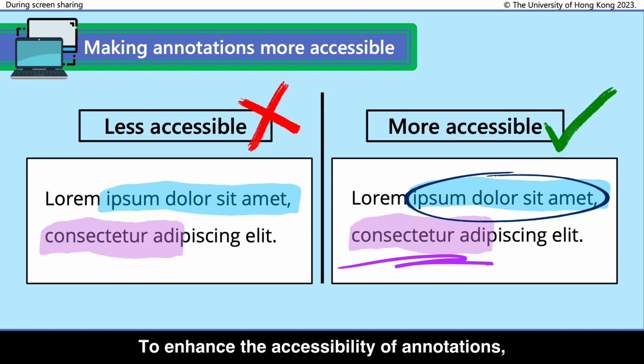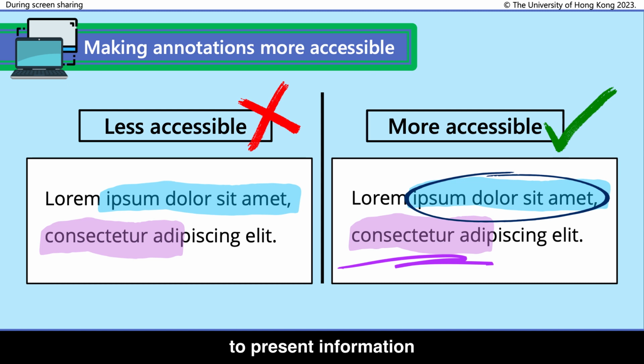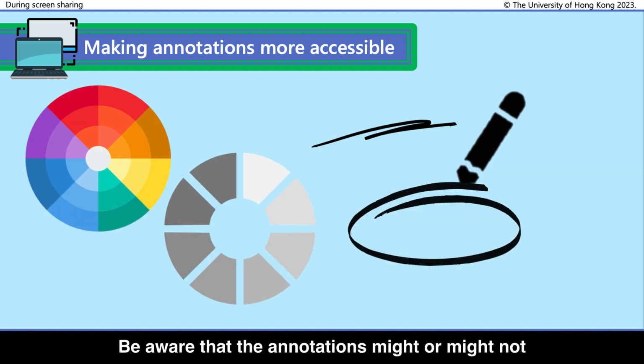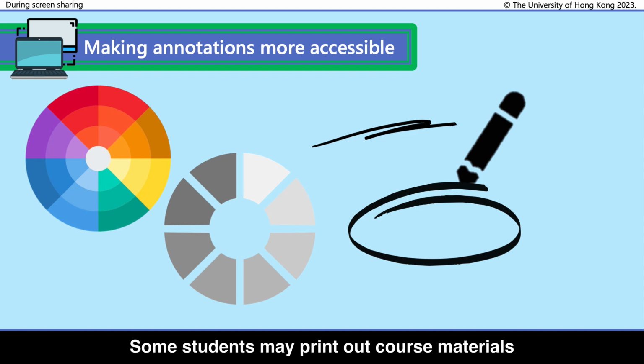To enhance the accessibility of annotations, it is suggested to use multiple and distinguishable visual cues to present information, such as color, symbols, and text. Be aware that the annotations might or might not display properly in grayscale. Some students may print out course materials, such as handouts, in black and white.